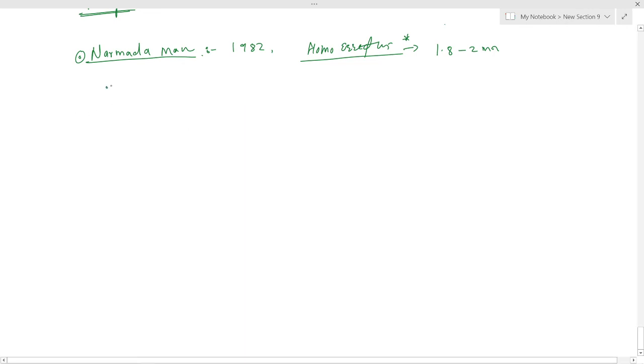So this was all the dictation for Narmada man. I will write down certain points which are important here. Homo erectus narmadensis. We have written about 1.8 to 2 million years as age. Height is 135 centimeters, and shoulder 30 centimeters. And it is dated to be 4 million years ago.